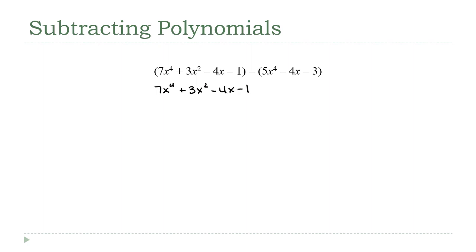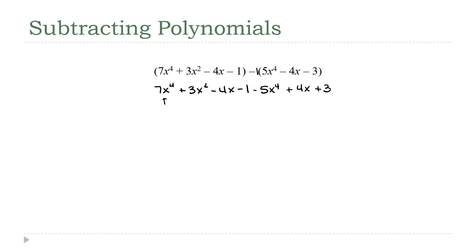Now again, I'm going to think about that implicit 1 here. So I'm going to distribute minus 1 into the parentheses. Remember, all that's going to do is change the sign of everything on the inside. So plus 5x to the fourth becomes minus 5x to the fourth. Minus 4x becomes plus 4x. And minus 3 becomes plus 3. Now I can do the like terms and I'll be finished.